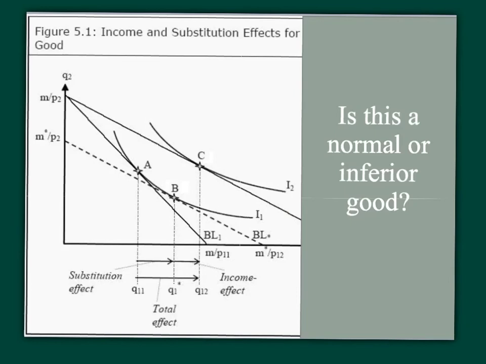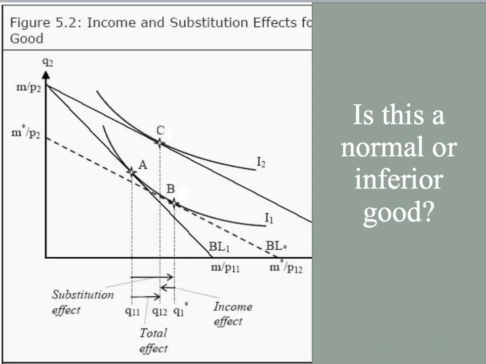So here again is another diagram for you to analyze, getting a different picture of it, and look at and see the substitution effect, the income effect, and then the overall total effect. And you can say, is this a normal good or is this an inferior good? And this should be pretty straightforward. The substitution effect moves in the same direction as the income effect, and thus you have a normal good. In this example here, we have the substitution effect moving in the opposite direction of the income effect, and so you have an inferior good.